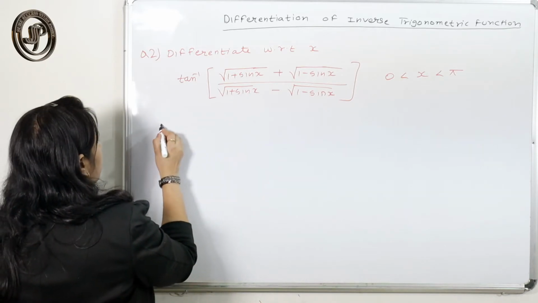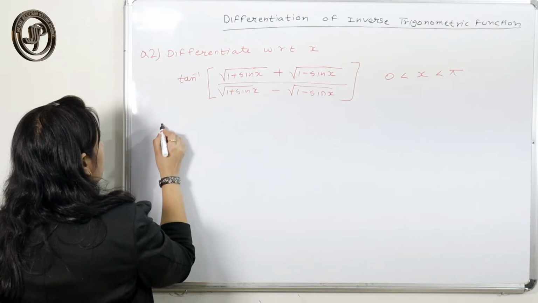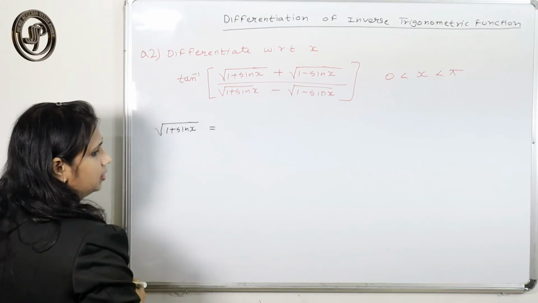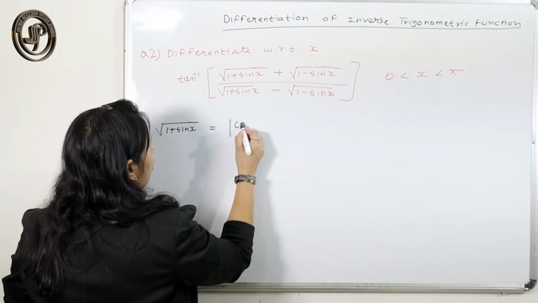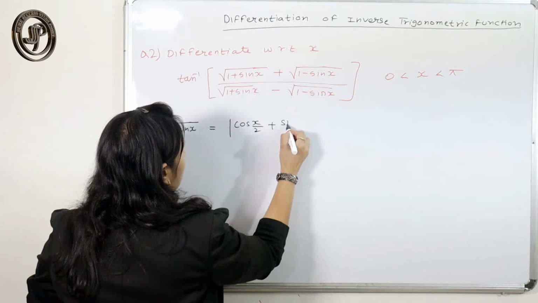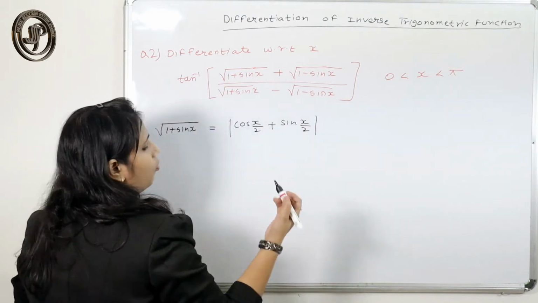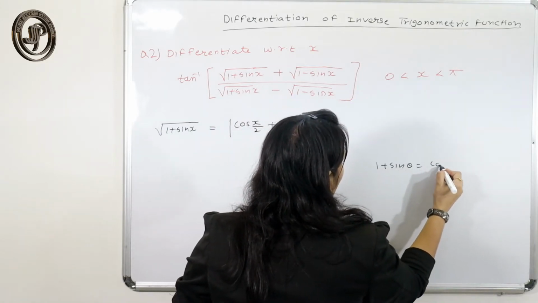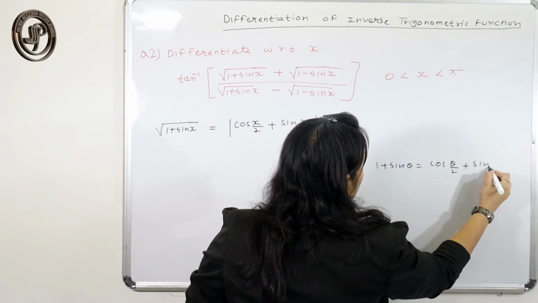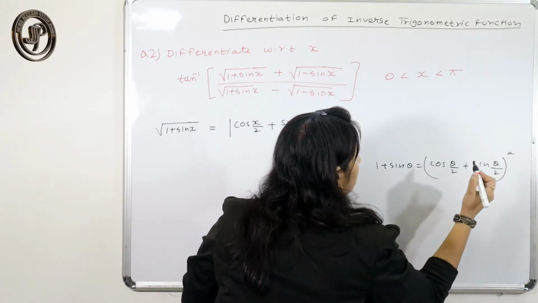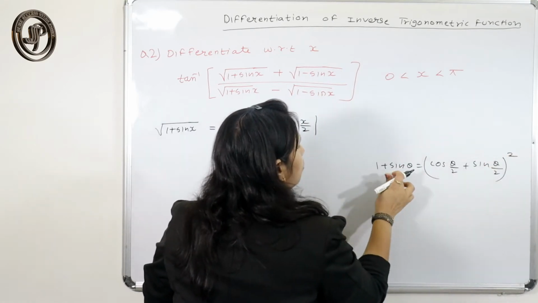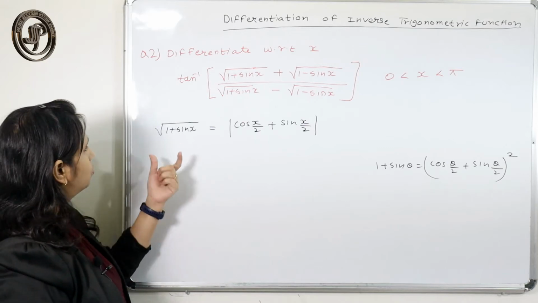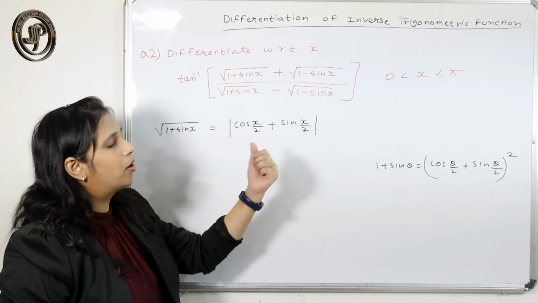So if you remember, I told you the formula for 1 plus sine x. 1 plus sine x is cos x by 2 plus sine x by 2 whole square. Actually, the formula that I have given, 1 plus sine theta is cos theta by 2 plus sine theta by 2 whole square. So if this square goes to the left side, this becomes under root 1 plus sine x. So this is equal to the mod of this.